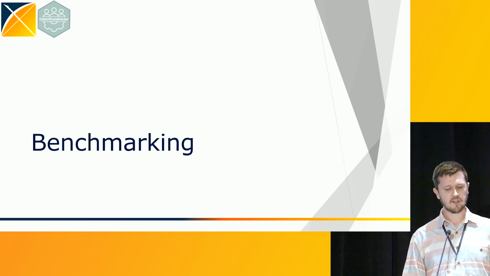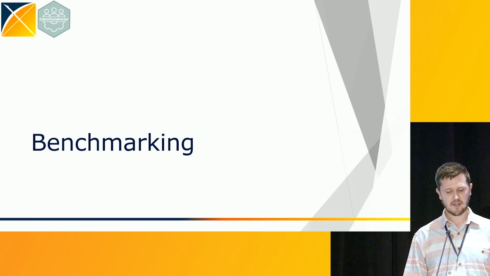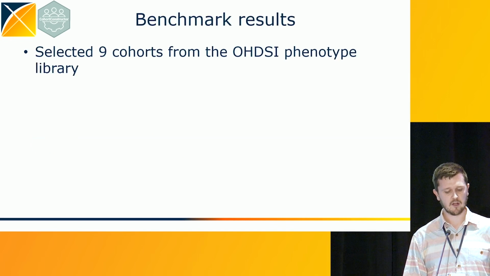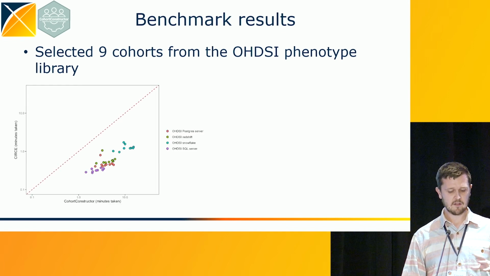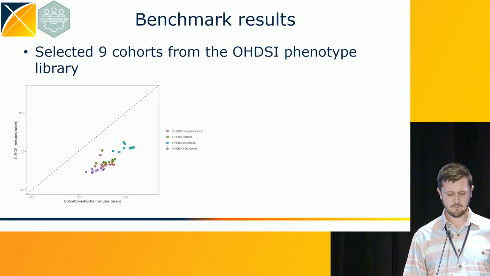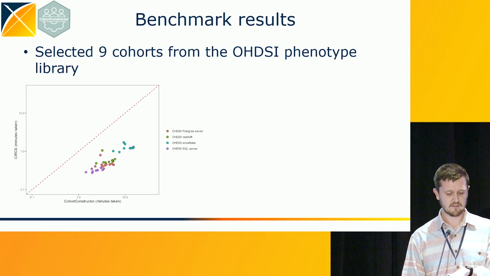As part of the process of building this package, we're working on some benchmarking. It's still very much a work in progress. To start with, we've taken 9 cohorts from the OHDSI phenotype library. Firstly, we've created these cohorts using CohortConstructor and then also with the current tools. If it was on the dotted line, that would mean they take exactly the same time. As you can see in these test databases, CohortConstructor is actually a bit slower, which maybe I shouldn't have shown this one.